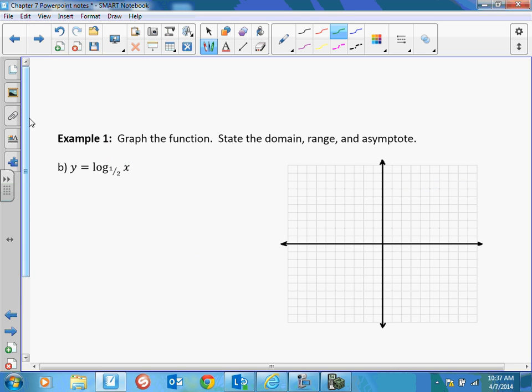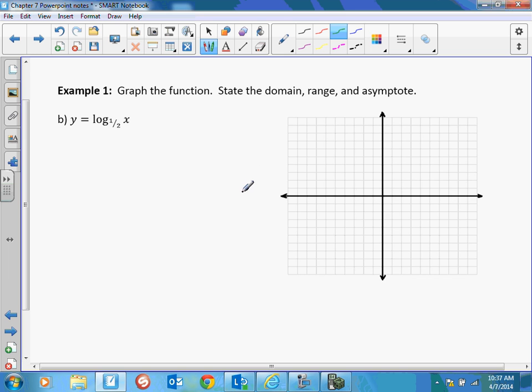Now, what if you want to do it without the calculator? Same way, if you want to do this by hand, just do 1/2 to the y equals x, and make a table and solve it. You can do it that way, and that's fine. But if you want to use a graphing calculator, you have to use the change of base formula. So I can use the change of base formula like this.